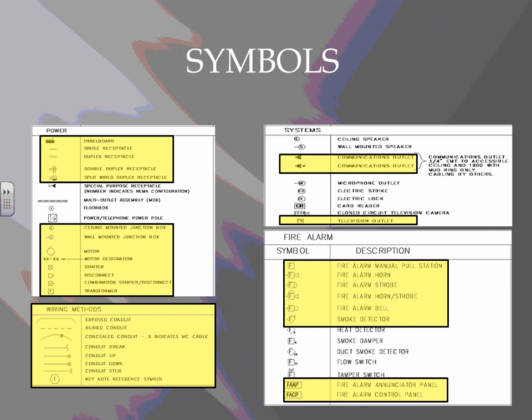You can see here some of our symbols broken down. The ones in yellow here are the ones we mainly use. Here's our panel board, four-plex, duplex receptacle, and the switch and split receptacle. And then also here, the main ones we use for exposed conduit and underground conduit. For our systems, the main ones we use in this chart are our TV and our communication outlets for data and phone. Also for our fire alarm, you can see here our fire alarm annunciator panel and our fire alarm control panel. And also the main one we use up here is the fire alarm horn and strobe.